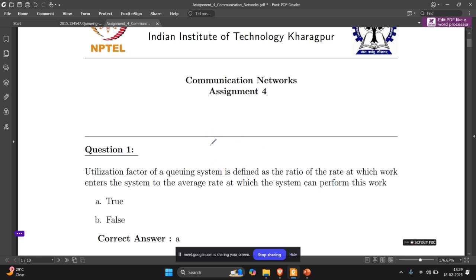So if we frame it in other words, just follow this definition. The rate at which work enters the system, what do you call it? This is called the arrival rate. And the average rate at which the system can perform work, that is, it can provide service. What is the rate at which it can provide service? This is called the service rate.